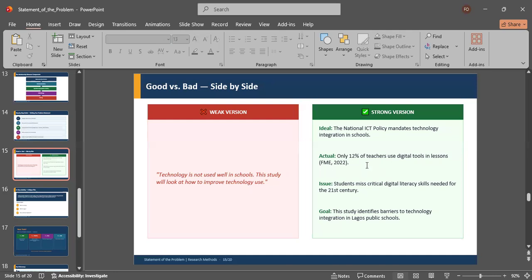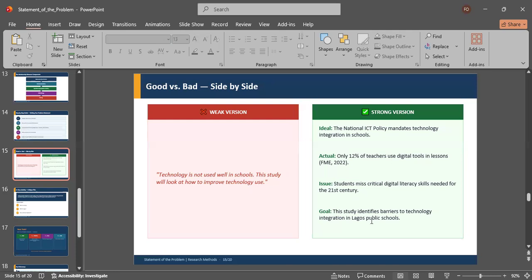So this is what is actually happening. Ideal is what should be happening. Actual is what is currently happening. Then the issue is students miss critical digital literacy skills needed for the 21st century. Because only 12% of teachers are using it, students are the ones at the receiving end. The issue means that if we keep doing it like this, this is what will happen.